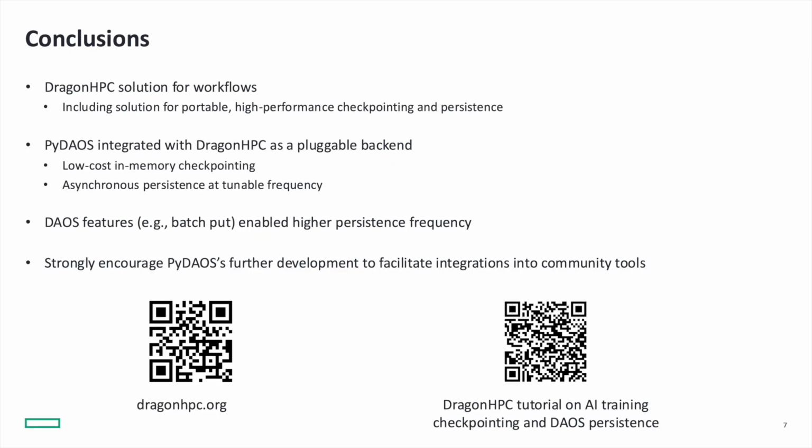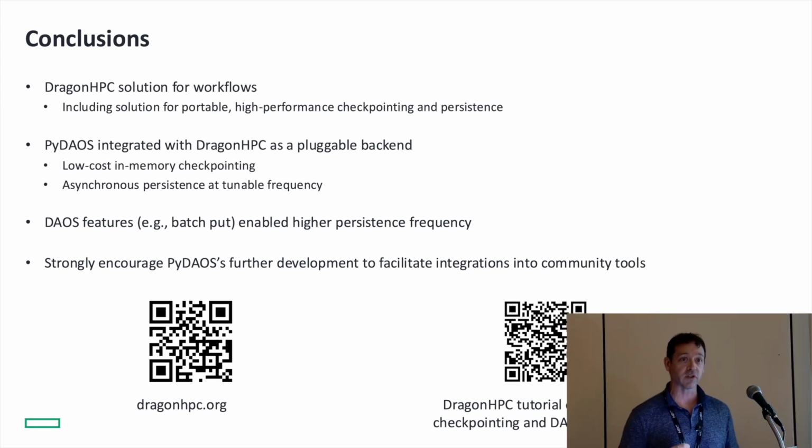So a couple of conclusions. I just gave you a super fast overview of what Dragon HPC does. So again, it's this open source tool that we've been building out for these Python and converged HPC AI use cases. This high performance in-memory checkpointing and persistent solution is really important for all the different types of use cases we have. And this integration with PyDAOS went relatively well.